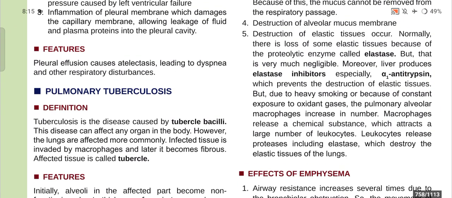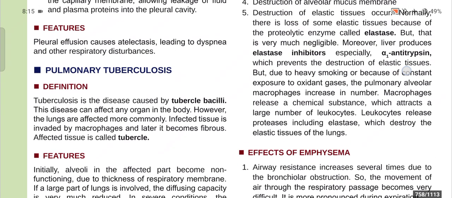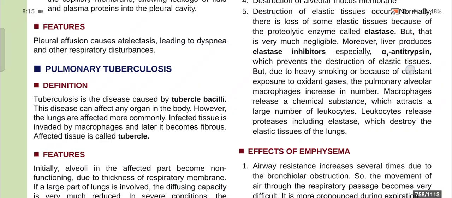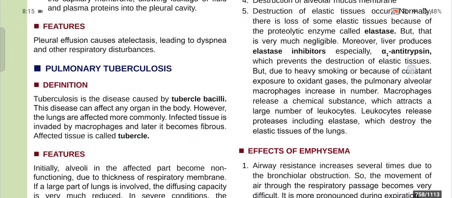Now, what is pulmonary tuberculosis? Pulmonary tuberculosis, or TB, is a disease caused by tubercle bacilli, and this disease can affect any organ in the body. However, the lungs are affected more commonly. Infected tissue is invaded by macrophages and later it becomes fibrous, and affected tissue is called tubercle.